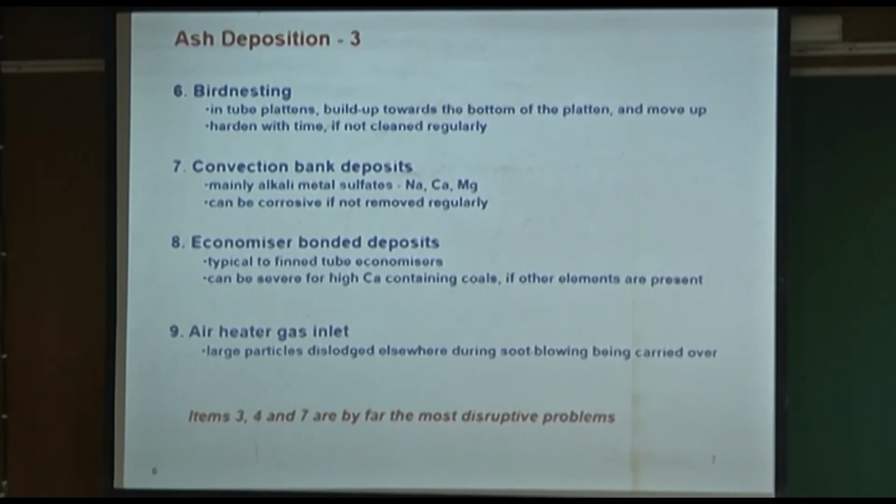I would say that items 3, 4, and 7 are by far the most disruptive ones, for which books have been published. Literally, books have been published on small lab scale experiments through to the real online sampling done in large boilers.